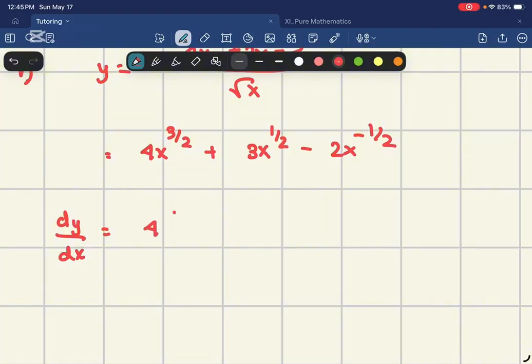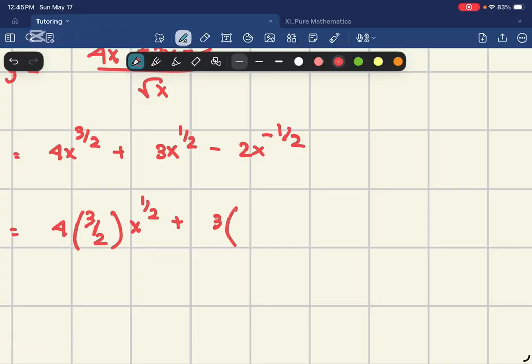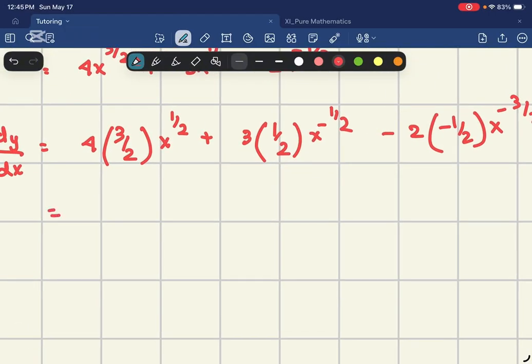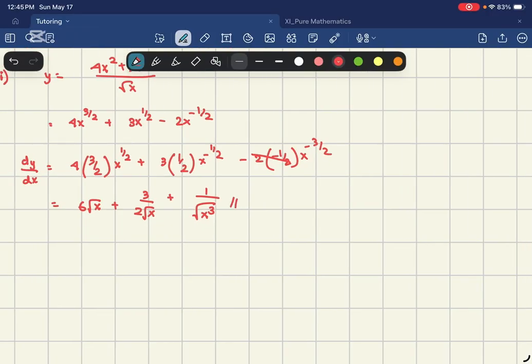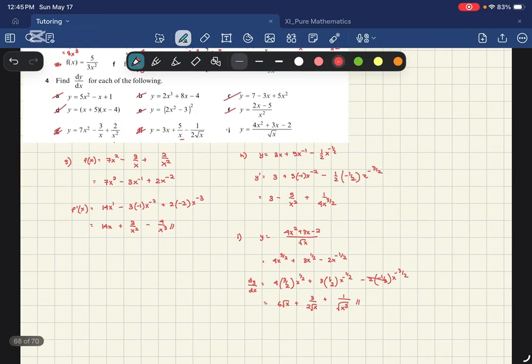dy by dx should be 3 times 2 x to the power 1 over 2 plus 3 times 1 over 2 x to the power minus 1 over 2 minus 2 times minus 1 over 2 x to the power minus 3 by 2. And if you simplify, you get 6 square root of x plus 3 over 2 square root of x. If you simplify everything, you're going to get this expression. So this is going to cancel out 1 over x cubed. So this is the expression that you're going to get. And I encourage you to pause the video and think how I got to this point. Alright, so we're done with 4.